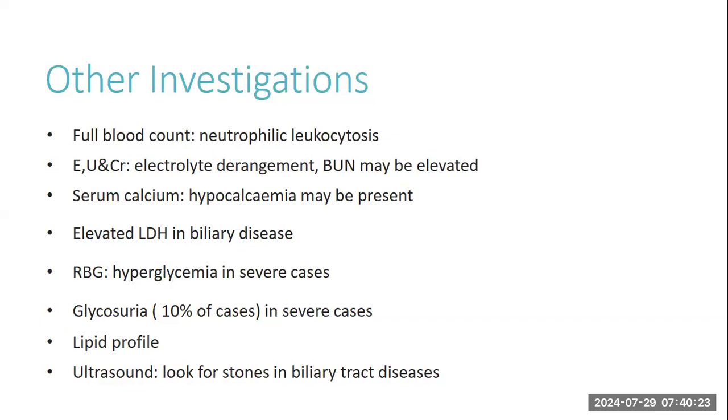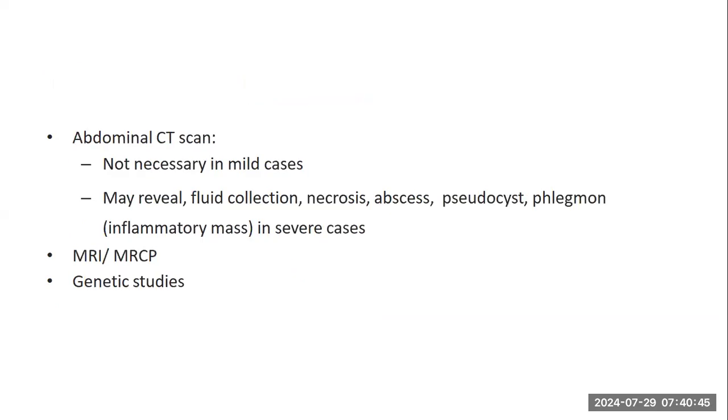Other investigations that could be done: full blood count, serum electrolytes, serum calcium, and hyperglycemia could be there, and glycosuria. Hyperglycemia may result from the destruction of the beta cells. Serum calcium, there may be hypocalcemia, and this may be due to sequestration of the calcium within the necrotic fats. So CT scan is important, but not necessary in mild cases, and may reveal fluid collection, necrosis, and others.